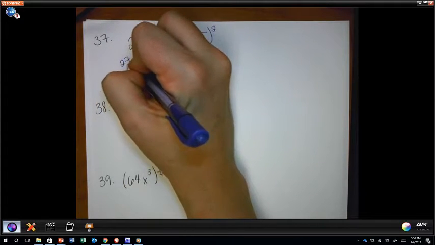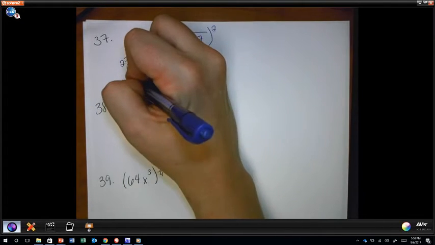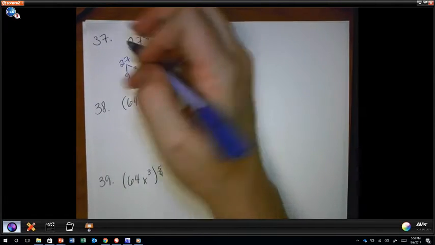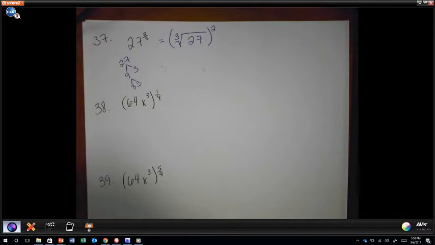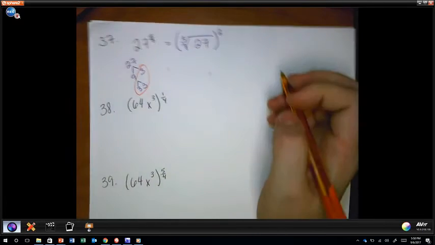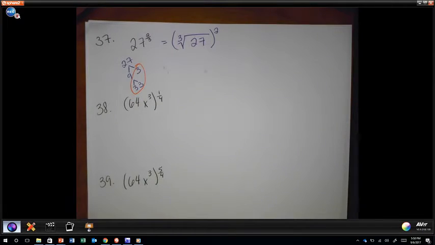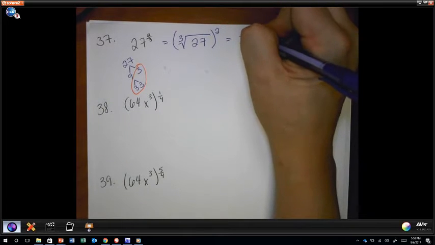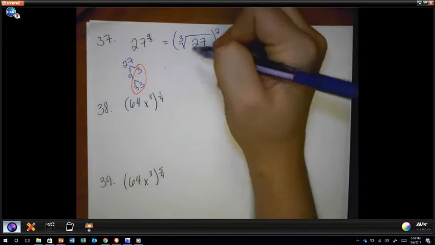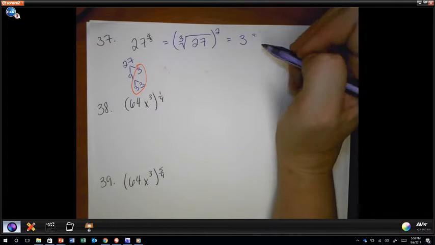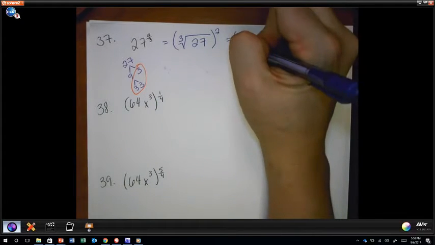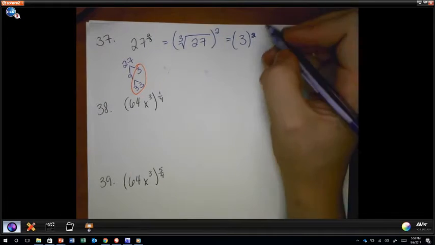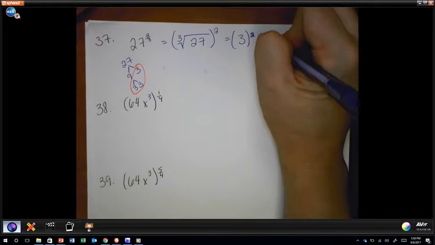27 breaks up to 9 times 3, and 9 breaks up to 3 and 3. Because my index is 3, I need 3 of the same factor in order to pull it out of the radical. I have 3 3's, so I can pull it outside of the radical. And because there's no factors remaining, there's nothing inside the radical. That means my exponent of 2 is still outside my parentheses, and 3 squared is 9.